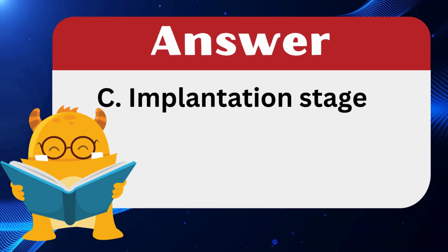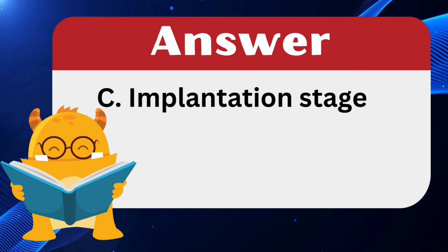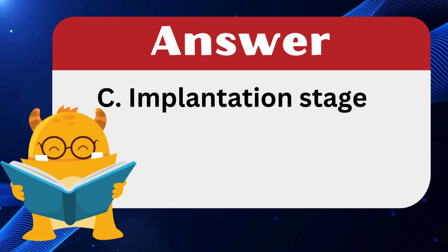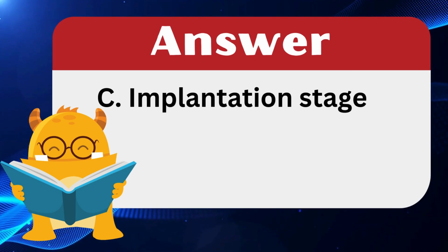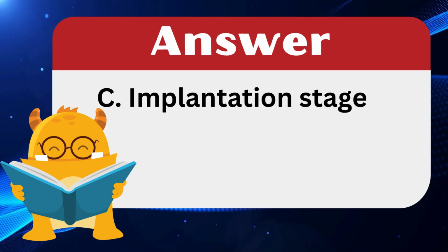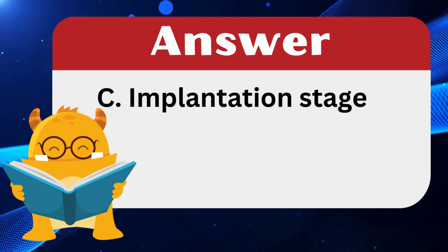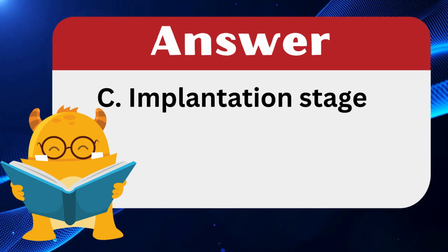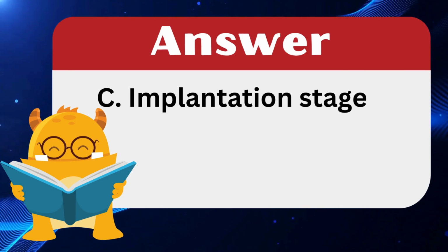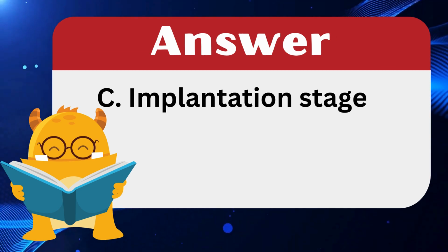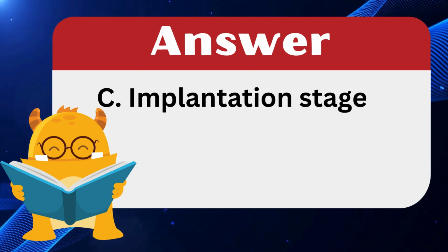C. Implantation stage. The differentiation into organs and bones typically commences during the implantation stage of prenatal development, occurring between approximately 2 to 8 weeks after conception. This phase involves the multicellular cluster, known as the embryo, attaching and implanting itself onto the uterine wall. Subsequently, the embryo starts the process of differentiation, laying the foundation for the development of various organs and skeletal structures, critical for the future growth and function of the growing fetus.